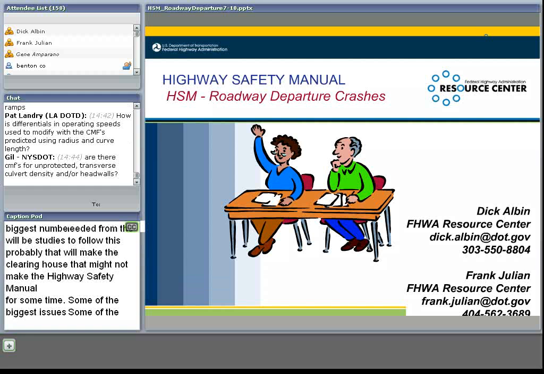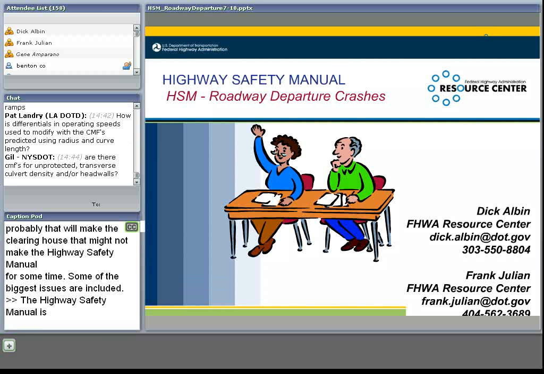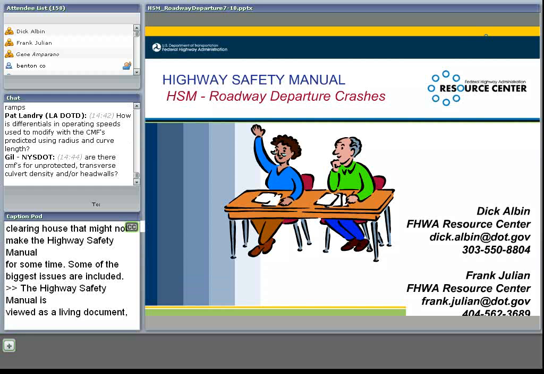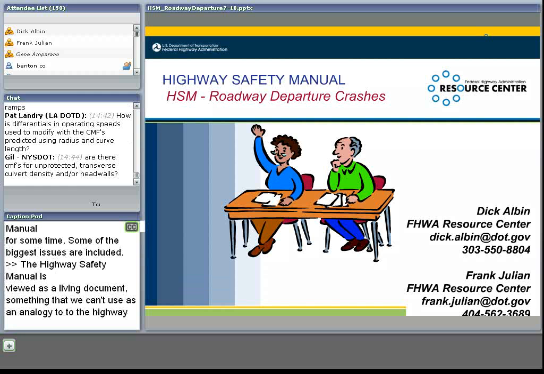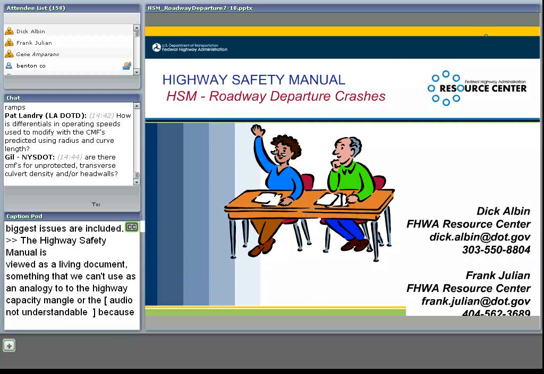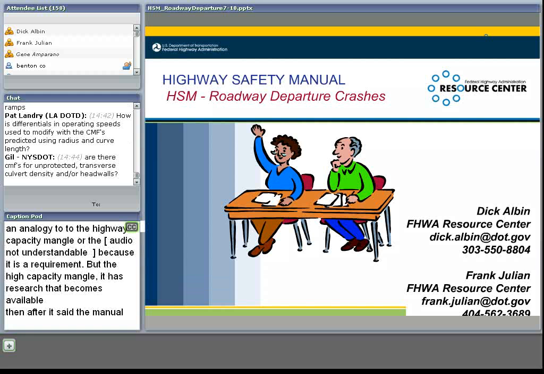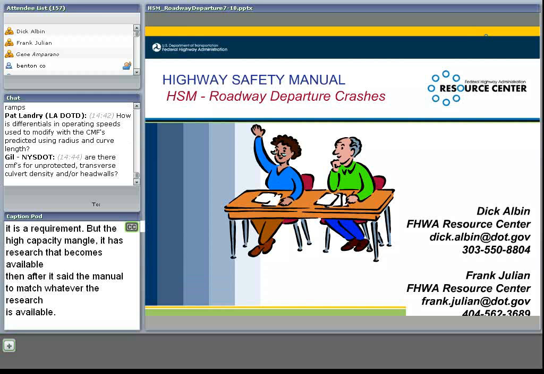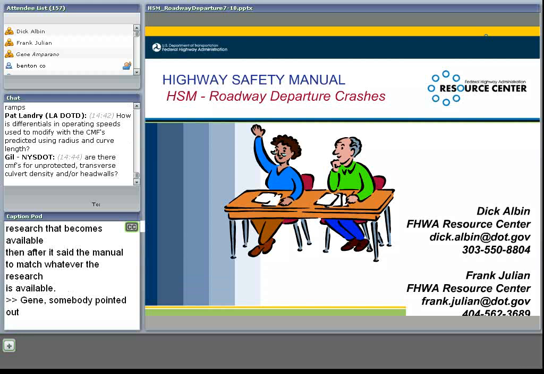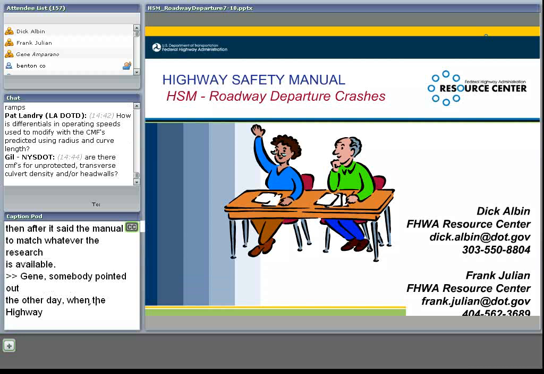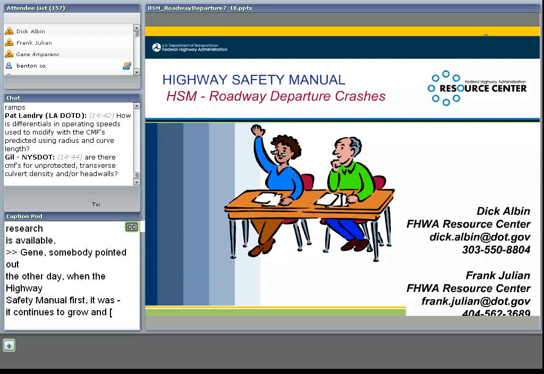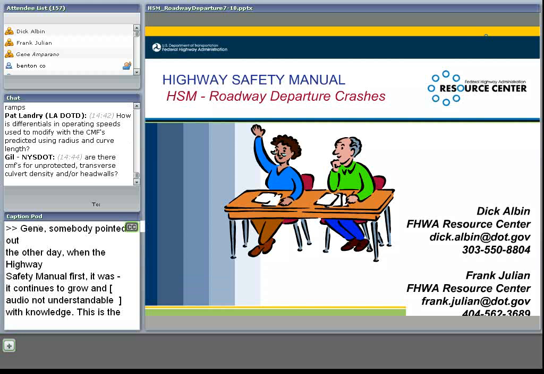Right, and the Highway Safety Manual is viewed as a living document. We can use an analogy to the Highway Capacity Manual, or maybe not the MUTCD because it's a requirement, but the Highway Capacity Manual, such that as research becomes available, updates to the Highway Safety Manual will take place to match. Somebody pointed out the other day that when the Highway Capacity Manual first came out, it was 50 pages, and it is continuing to grow with knowledge. So I think this is the same model that we're looking at here.